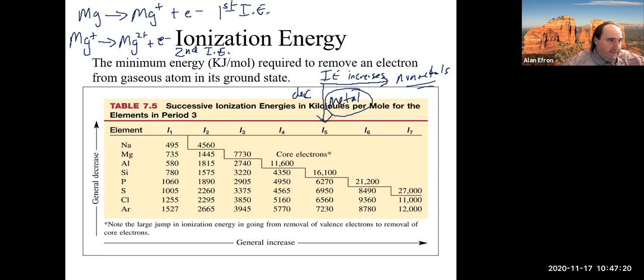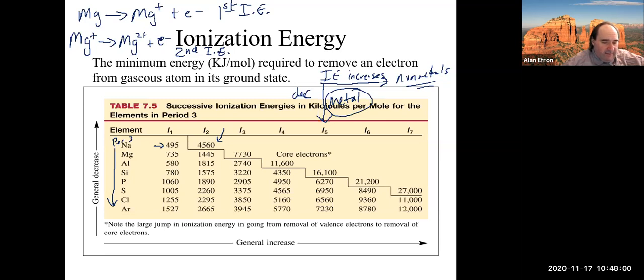So if we look here, this is sodium, magnesium, aluminum, silicon, phosphorus, sulfur. So we are going across period number 3 here, as it says, going this way across the periodic table. When we look at sodium, its first electron can be lost at 495 kilojoules per mole. But if you want to take off the second electron, it jumps up to 4560 for the second ionization energy.